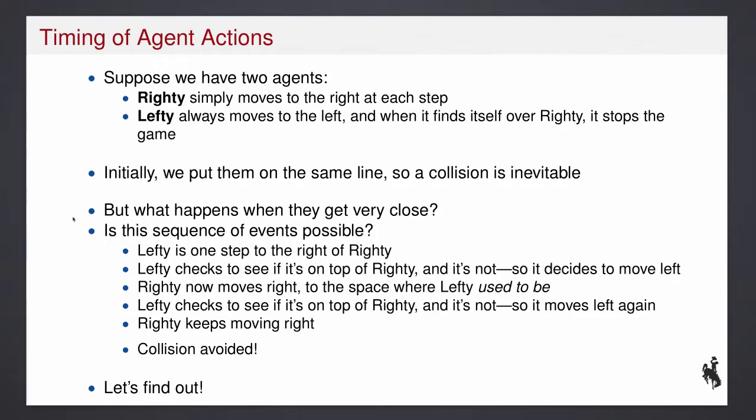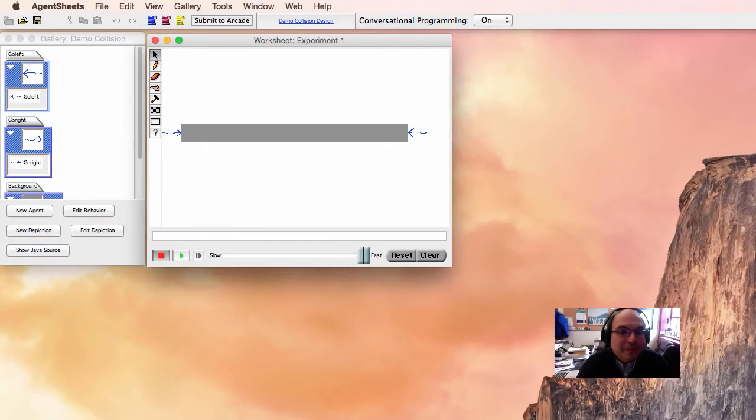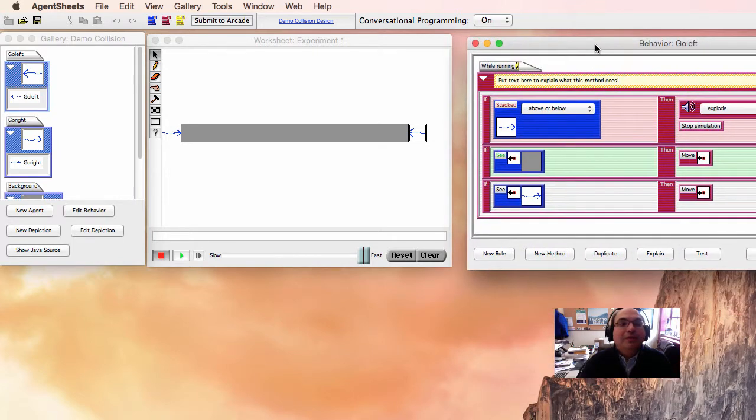Okay, let's find out. Here we have the experiment. This is our worksheet, and we have our two agents. This is Righty and this is Lefty. You have the arrows indicating which direction they move. This is just terrain for them to move over. And let's look at the code. This is our friend Lefty over here.